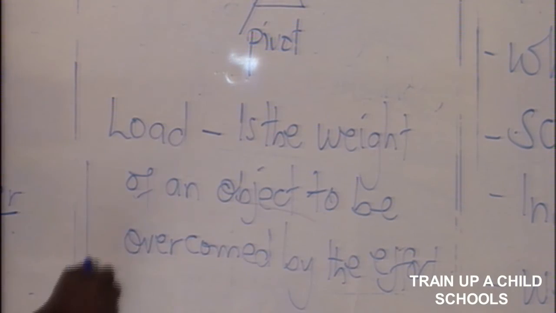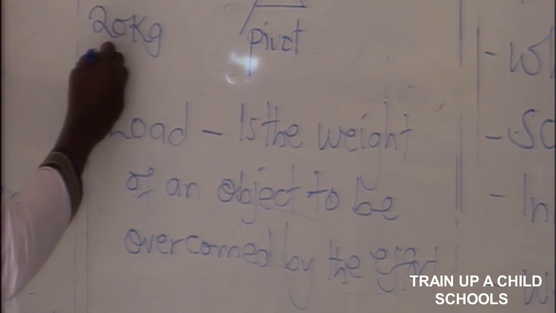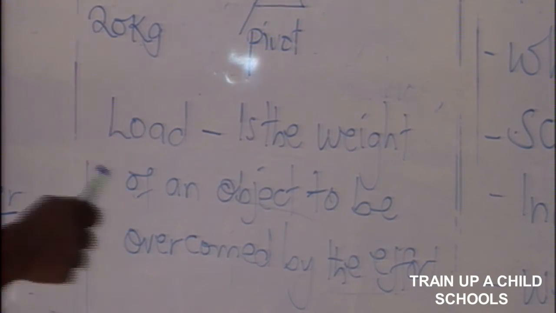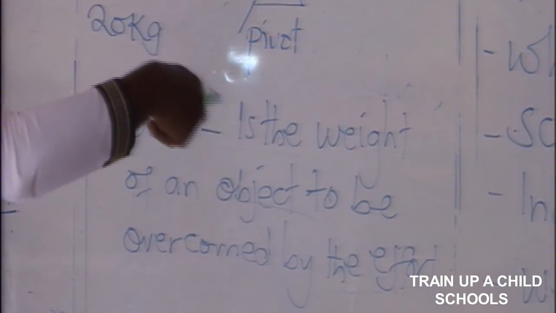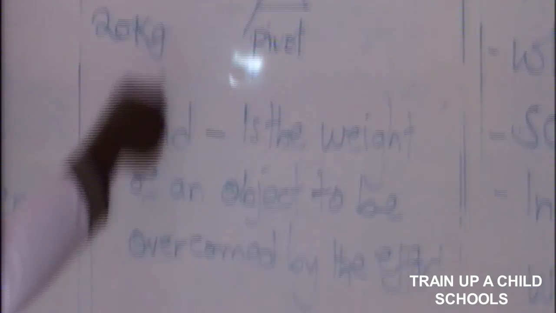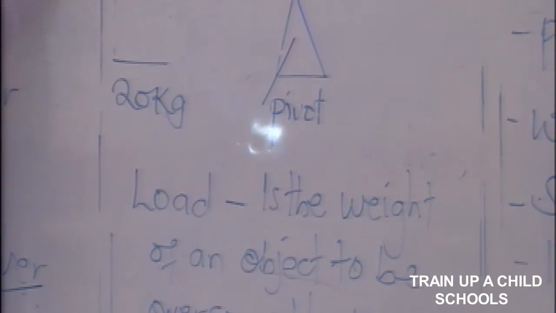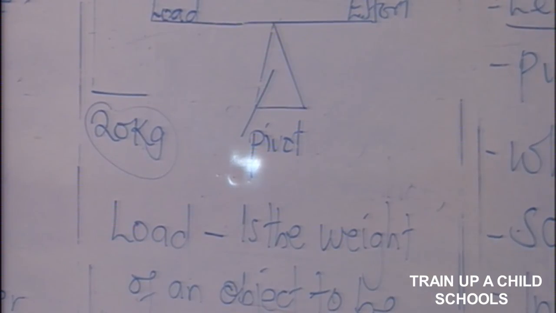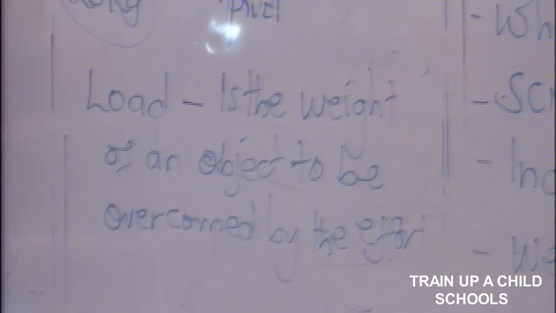Now for example, I have my 20 kgs of maize flour, and I would want to lift it up. So what I do, I apply the effort. I will use my hands to lift this 20 kgs of flour up. Now the effort is that force I exert into the machine to overcome this load. So I said the load is the weight of an object to be overcome by the effort.